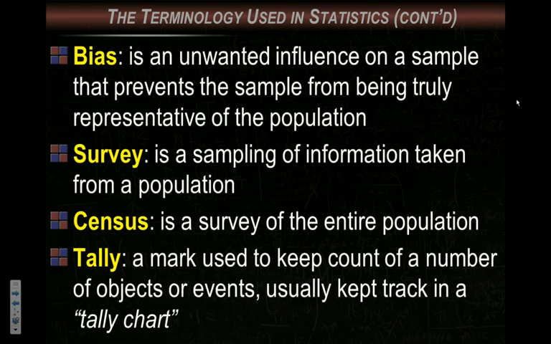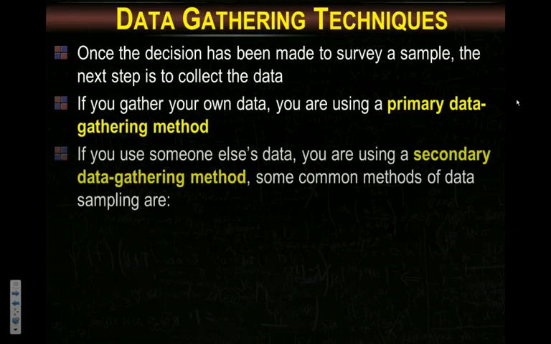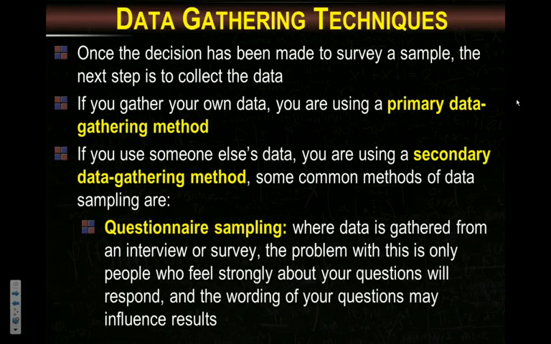Other words that you could use when gathering statistics include the word a tally mark and things like that when keeping track of the data being studied. Okay, so if we're going to study data, some techniques that are used to gather the information include a primary data gathering method, which is when you go out and gather your own data. However, if you use someone else's data, for example, something off the internet or something that you pulled out of a textbook, you're using a secondary data gathering method.